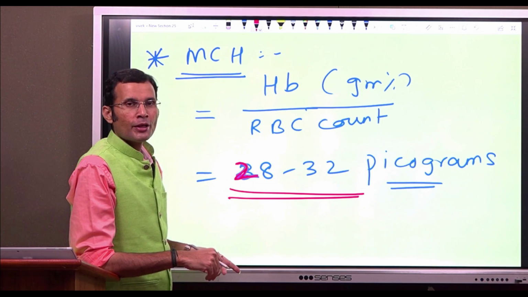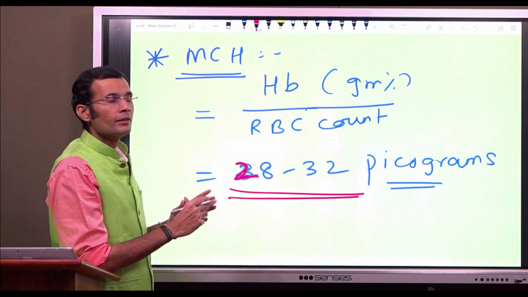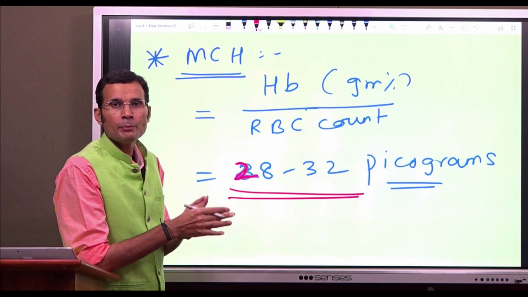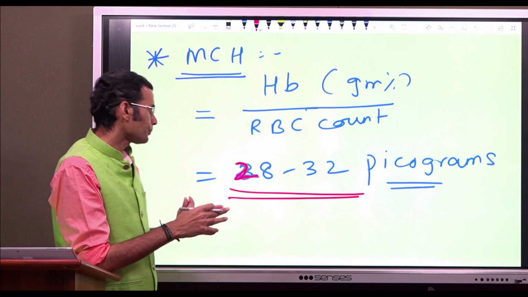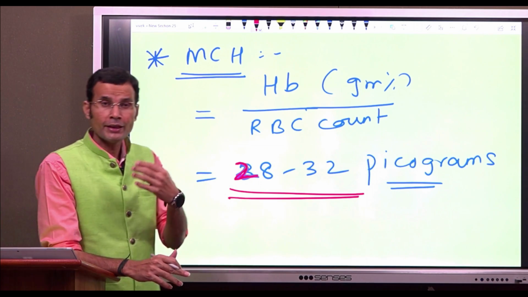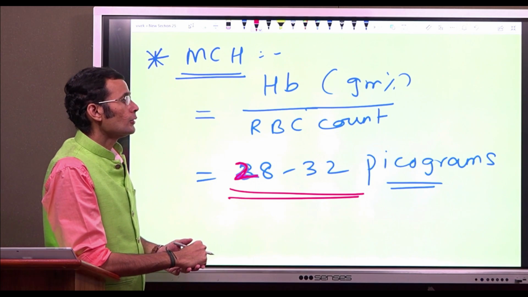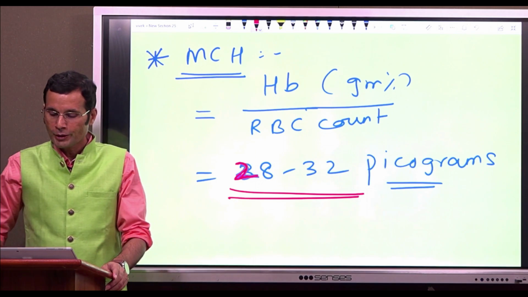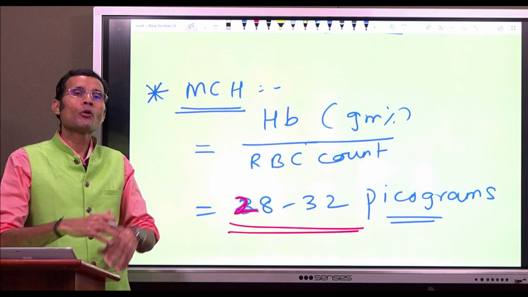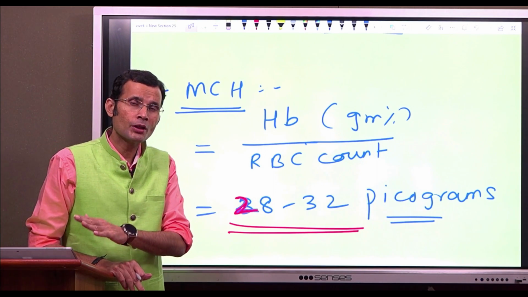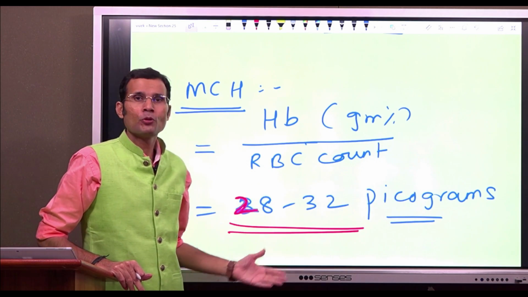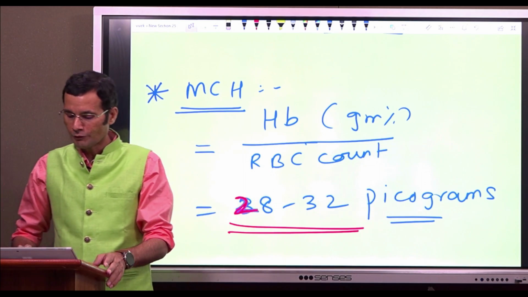If it is less than 28, of course, then the anemia is primarily because of the reduced hemoglobin amount in the RBCs. So that's the importance of knowing mean corpuscular hemoglobin. We want to know whether the anemia is primarily because of a reduced RBC number or a reduced hemoglobin level.